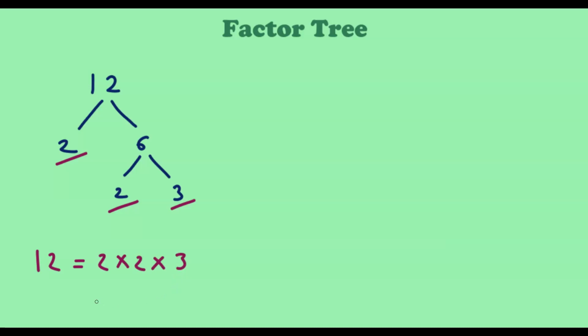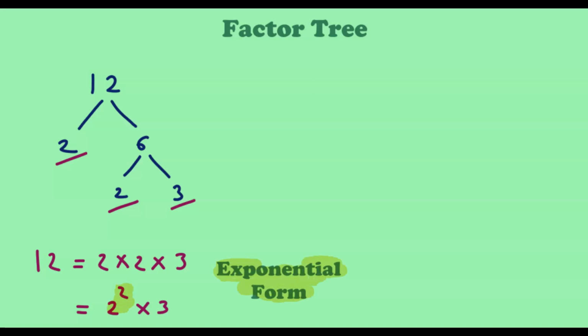Now we have 2 multiplied by itself 2 times. So we can write that as 2 to the power of 2. And we multiply that by 3. So what do we have? We have these two 2's written as 2 squared. And we have this 3 over here. And if we write the prime factorization in this way, we say that this is written in exponential form. So the prime factorization of 12 written in exponential form is this, 2 squared times 3.